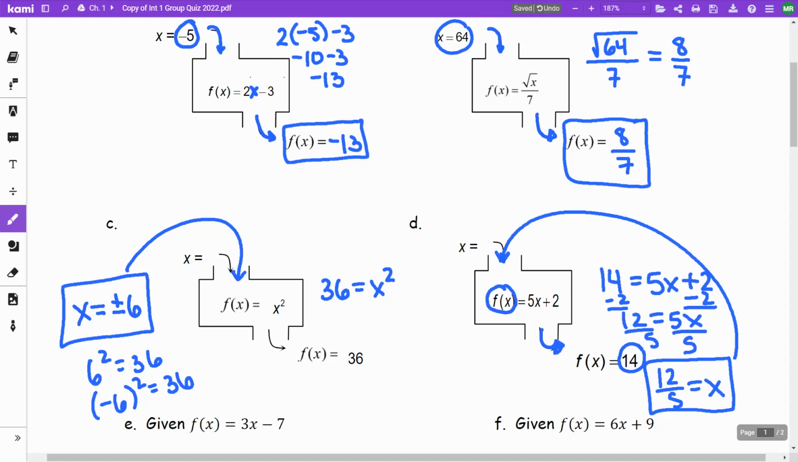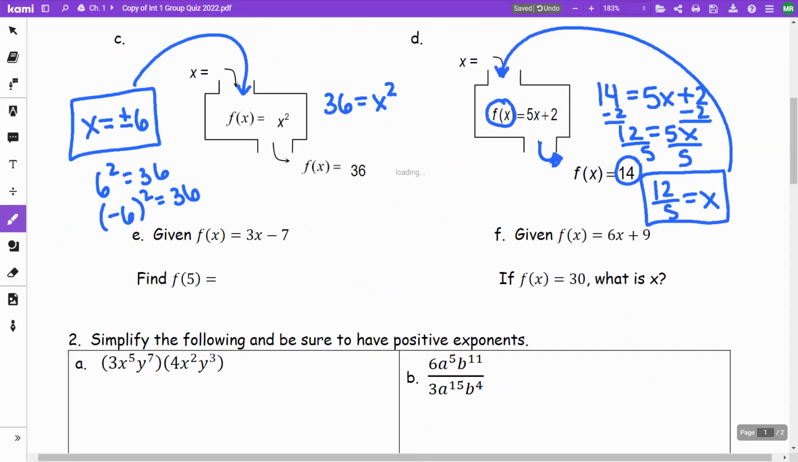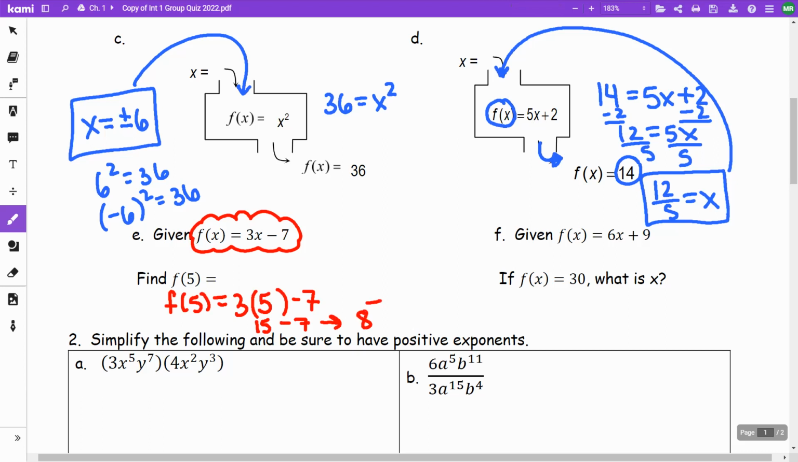Now, E and F are similar to the ones I did above, but they're just not in a function machine. So right here, you see this is the function that would have been in the machine. And when they say f of 5 here, that means you're putting 5 in place of the x. So it's 3 times x minus 7, and I'm going to have 3 times 5. So that's going to be 15 minus 7, which is 8. So the answer to this is 8. f of 5 gives us an 8. When I put in a 5, I get out an 8.